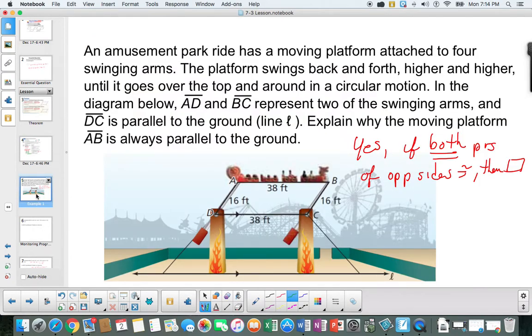Let's take a look at this diagram and explain why the moving platform is always parallel to the ground. The reason why it has to stay that way is because it always maintains its shape of a parallelogram. Because if both pairs of opposite sides are congruent, then it's a parallelogram.